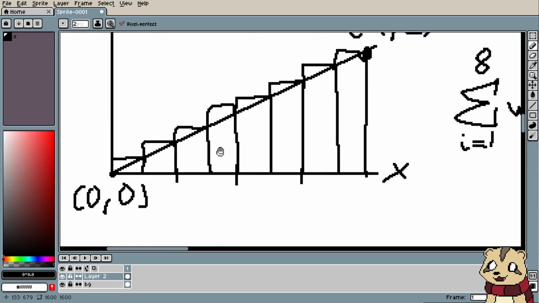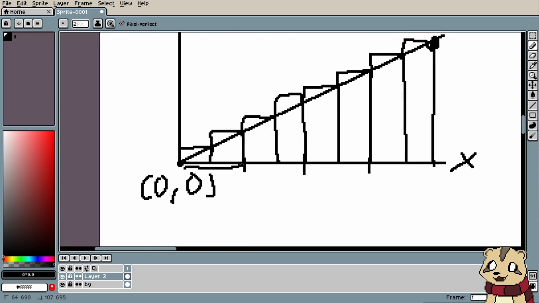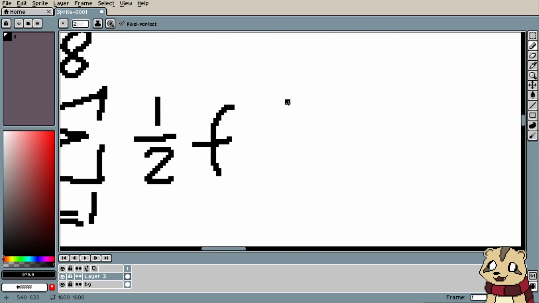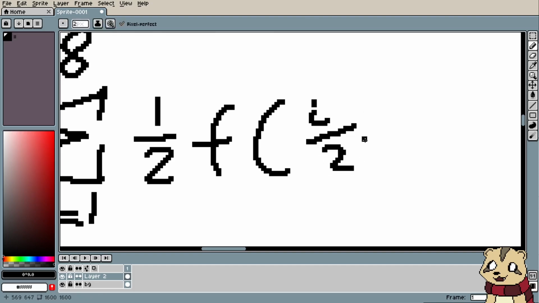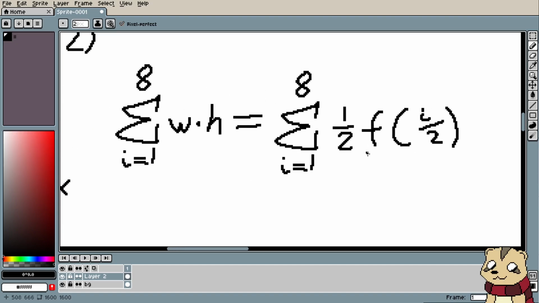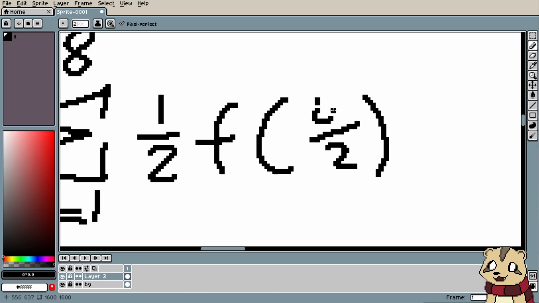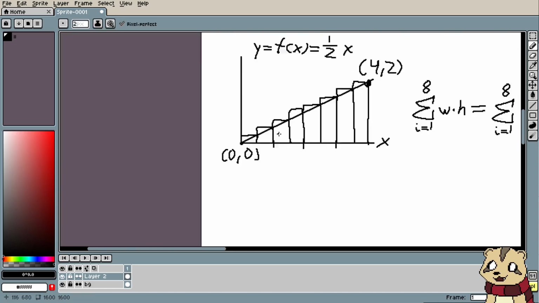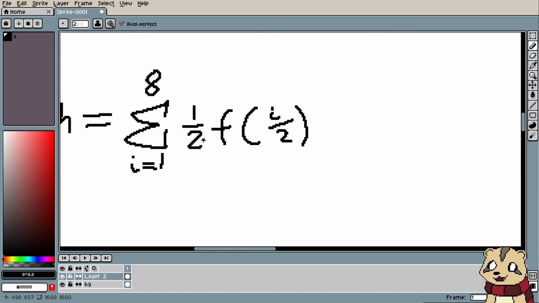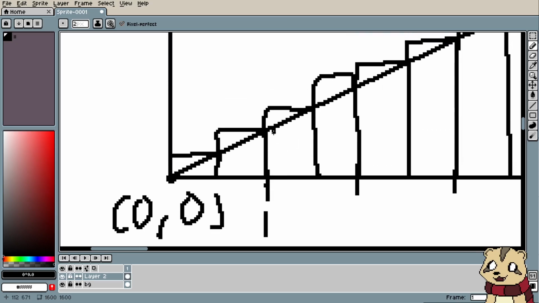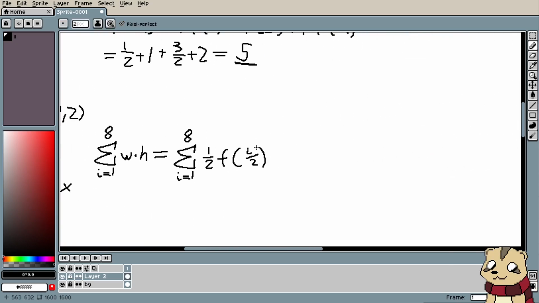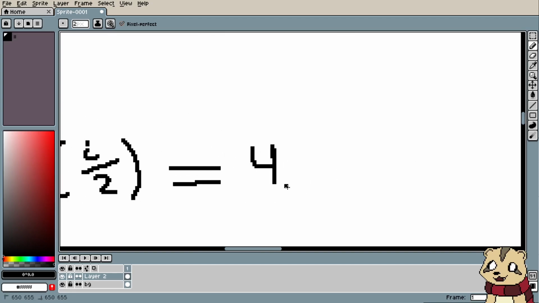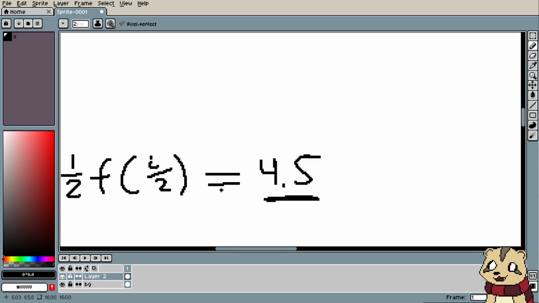We halved all of our rectangles' widths. So instead of 1 unit across, they're going to be 1/2 unit across. The height is going to be f of i over 2. Does this make sense? So we start at 1. We want the y position at x equals 1/2, which would be here, this point. And then when i equals 2, we go to f of 1, which is when y equals 1 here, and so on up to 8. So I'm going to spare the details. When you go through these 8 sums, you end up with this value, 4.5.